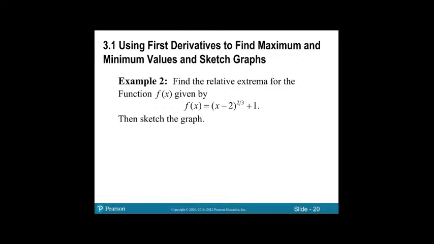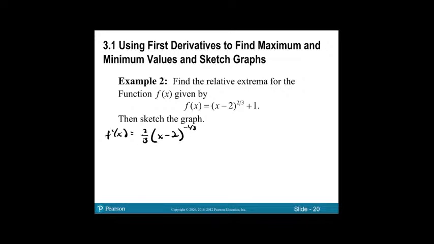So if we look at f prime of x, that's going to be the exponent comes down, 2/3 times x minus 2 to the power of negative 1/3, and then I think that's it. Because if we multiply by the derivative of the inside function, it's just going to be times 1, right? So then what we need to do is set this equal to 0. The critical values are going to occur when this is either 0 or undefined.